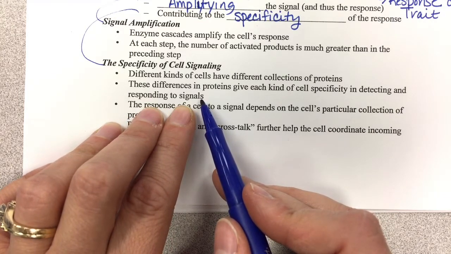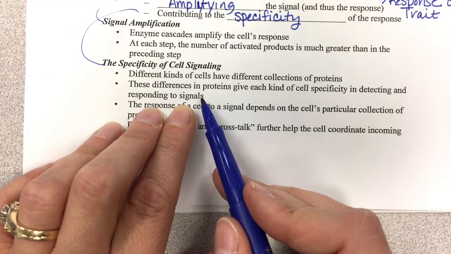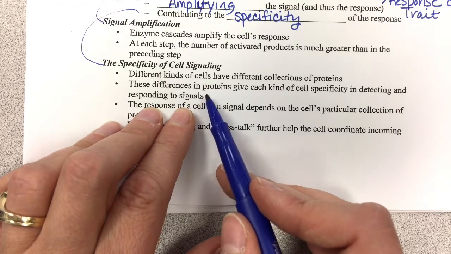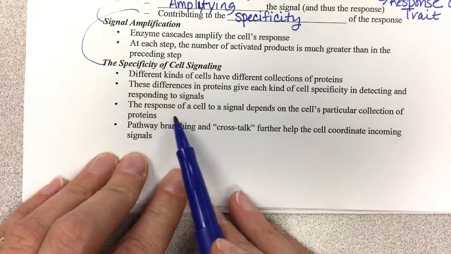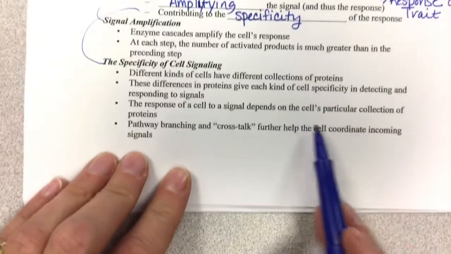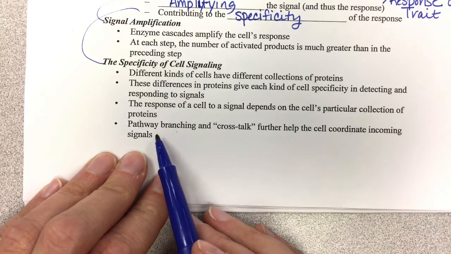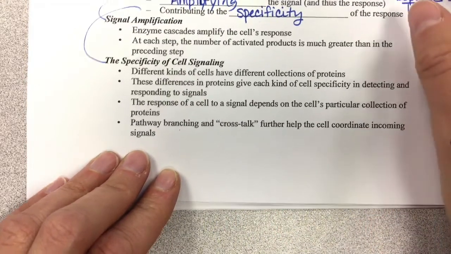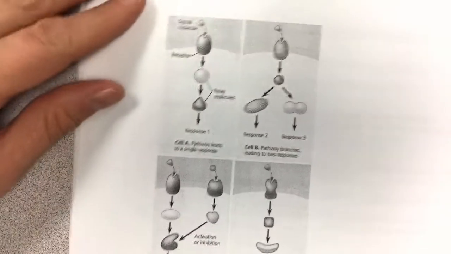And so therefore, a hormone can travel through the bloodstream and only affect certain cells of the body and not every single cell, because not every single cell has the right receptor proteins. So the response of a cell to a signal depends on the cell's particular collection of proteins. Sometimes there's what we call pathway branching and crosstalk, which further help cells coordinate incoming signals. And that's what this picture is showing you here.